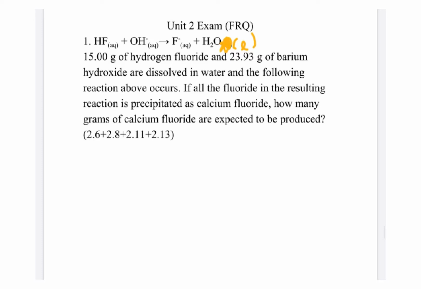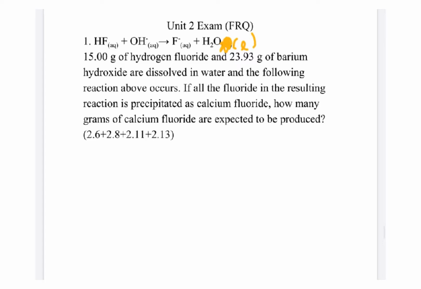So let's get started. 15.00 grams of hydrogen fluoride and 23.93 grams of barium hydroxide are dissolved in water, and the following reaction above occurs. If all the fluoride in the resulting reaction is precipitated as calcium fluoride, how many grams of calcium fluoride are expected to be produced?